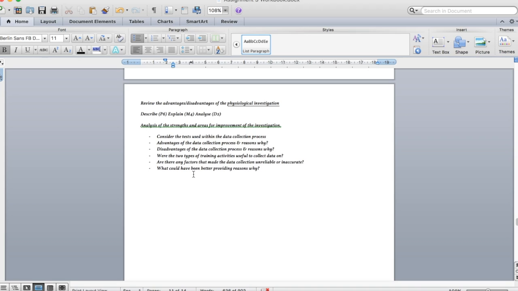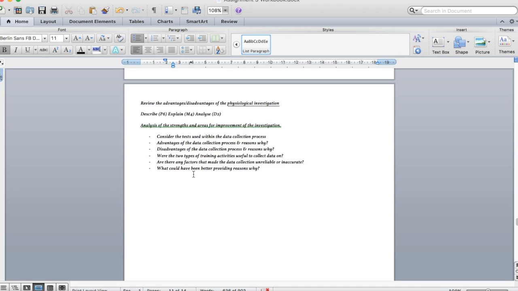Were the two types of training activities useful to collect data on? So you could talk about your aerobic. Was it useful to collect data on? Did you give your maximum? Did it give a true reflection of what your aerobic capacity is? And could circuit training be different? Could we go in the gym and do some different format of resistance training? And how would that make the data look different?